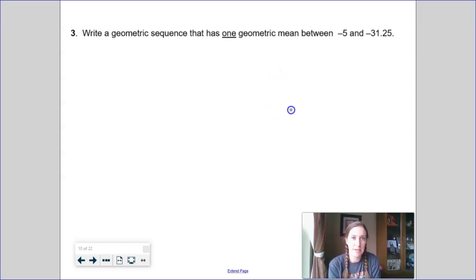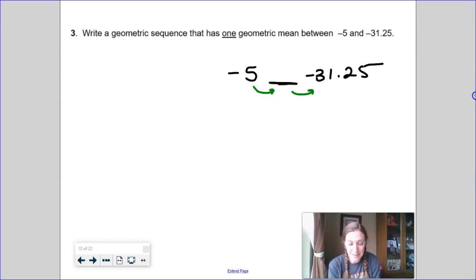All right, write a geometric sequence that has one geometric mean. All right, so it's the same idea, guys. You got -5, there's one mean in the middle. It's going to get you to -31.25. So you would have to multiply not once, but twice to get there. So you'd start off with -5 times r squared, because of the 2 hops, would be -31.25 as an answer. And then dividing by -5 and square rooting.